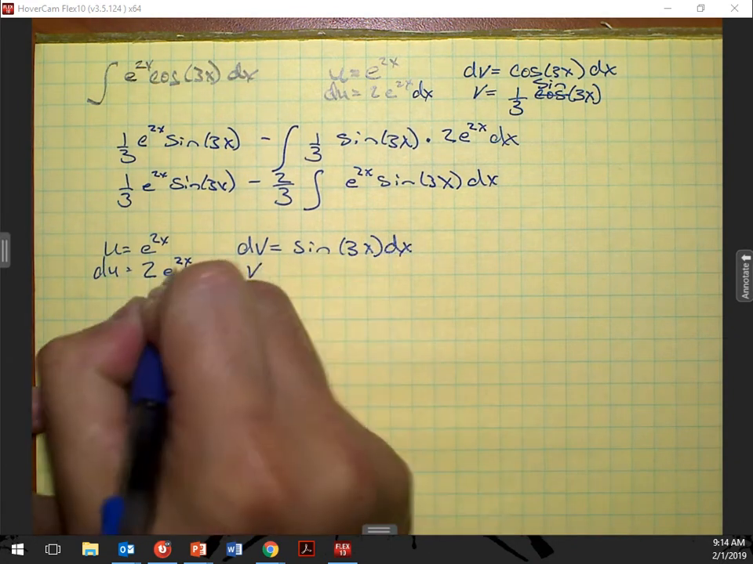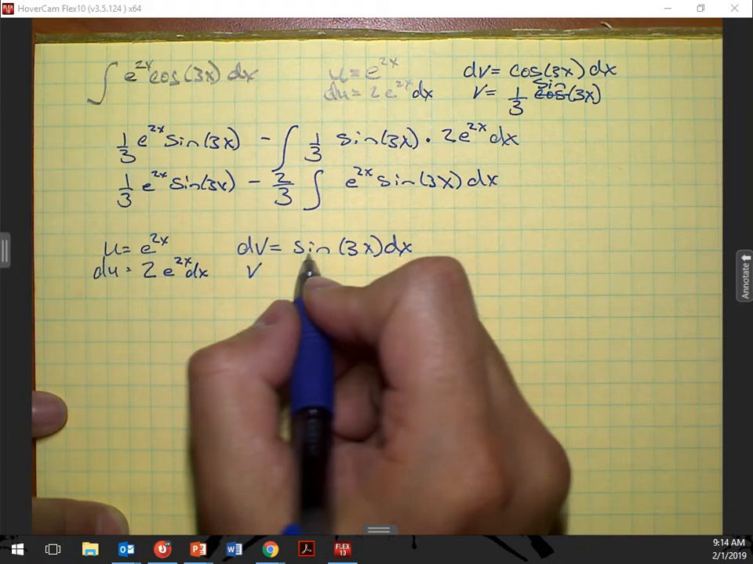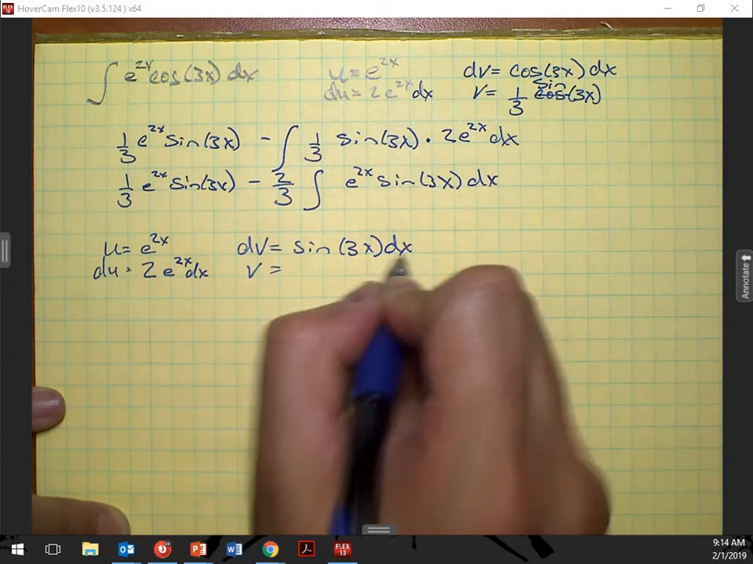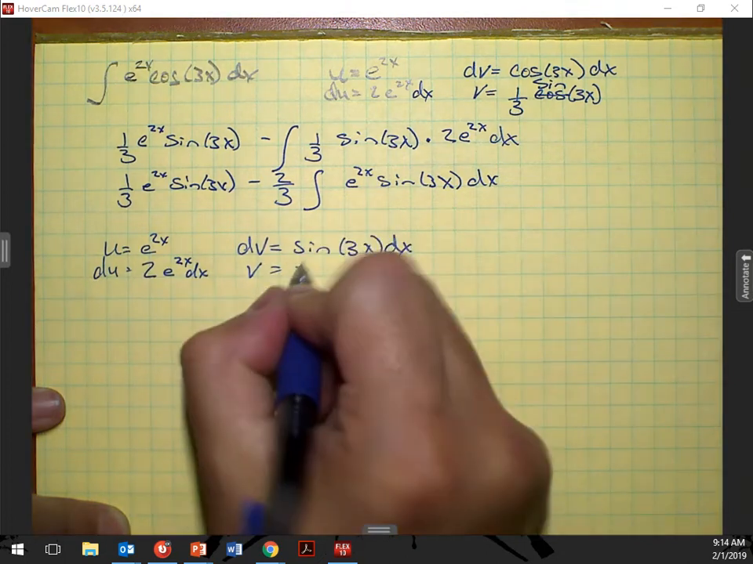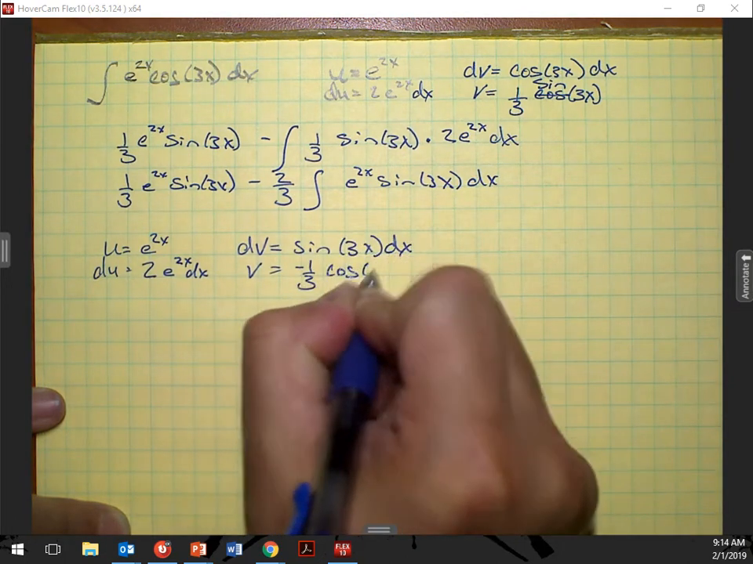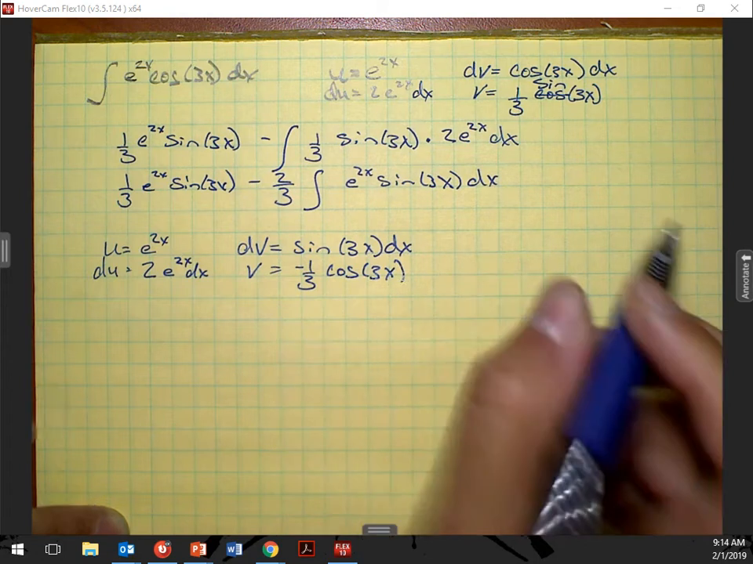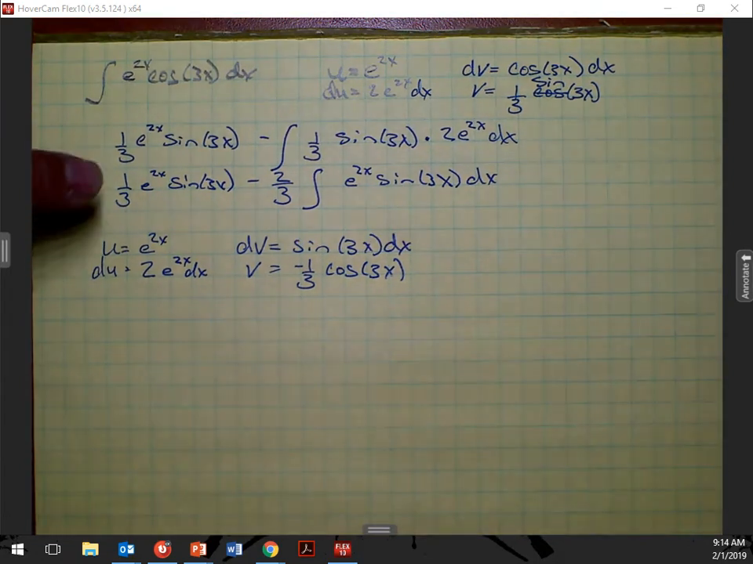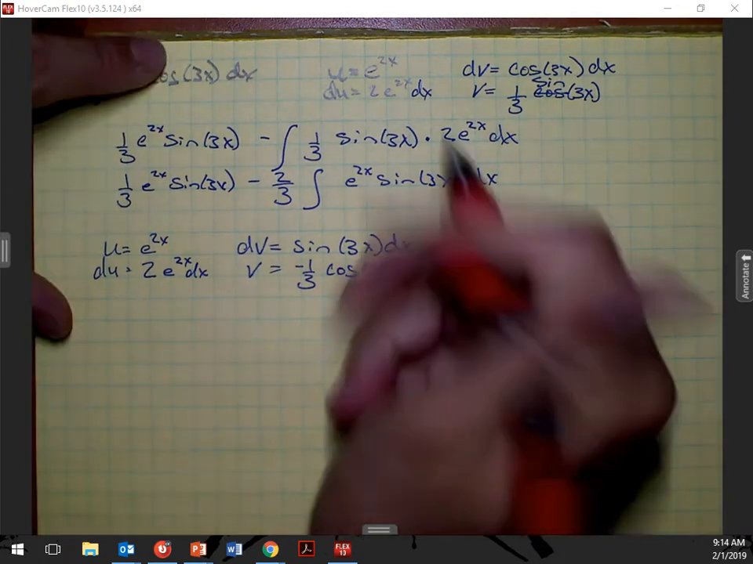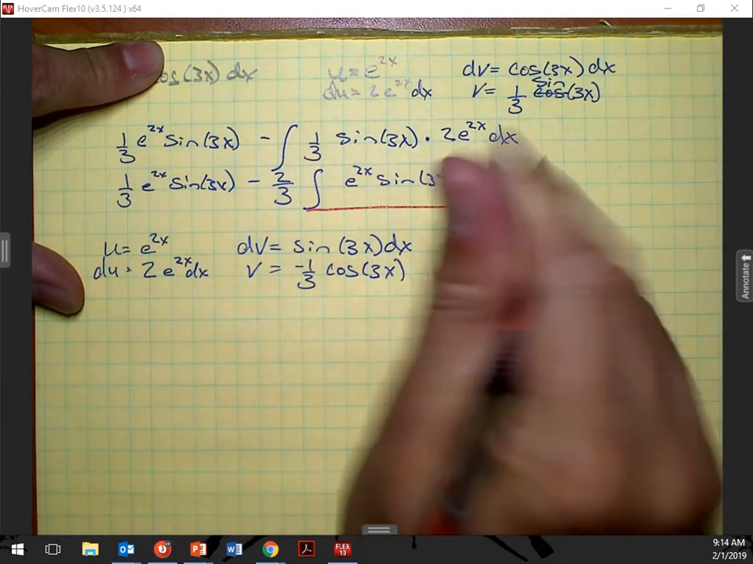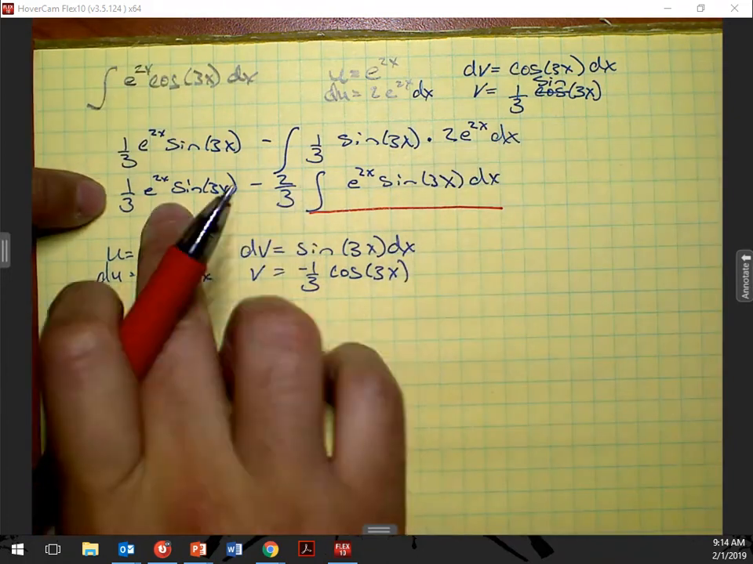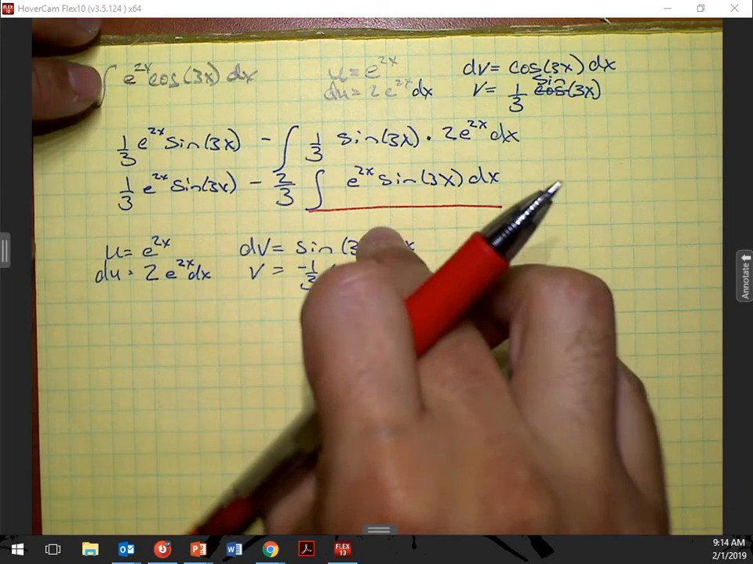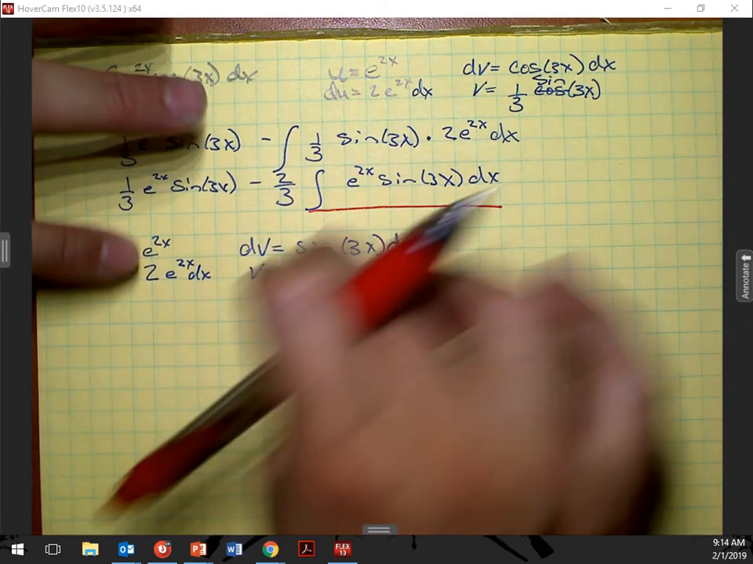So my v, I keep forgetting dx on this thing. So anyway, on this one right here, v is equal to a negative cosine, right? So it's negative 1/3 cosine of 3x. So now again, all this line down here is just this part right here. Eventually I'm going to have to put this back in here, because I keep working out this little piece. So all this is just this, okay, that goes there.